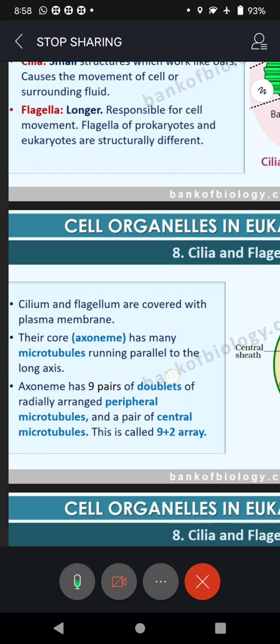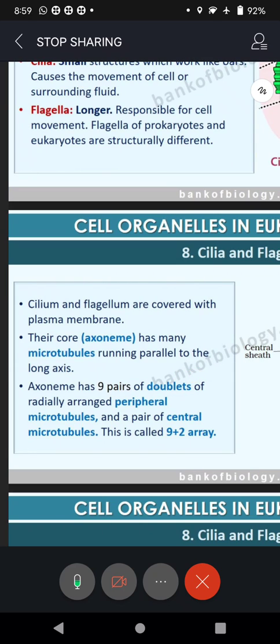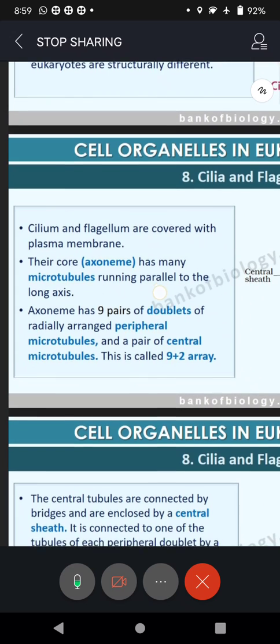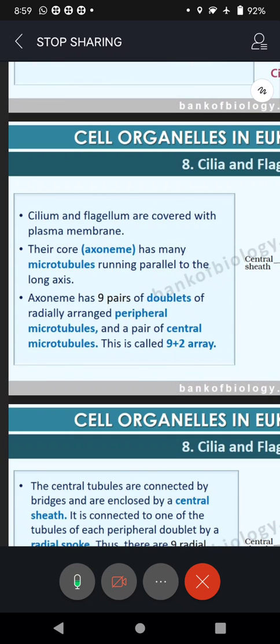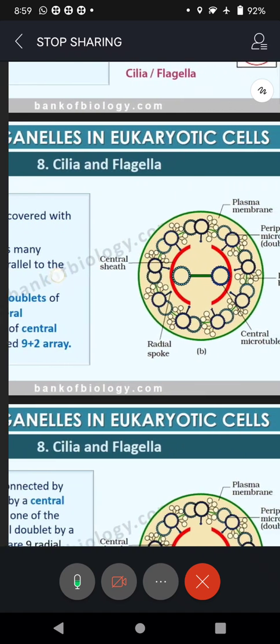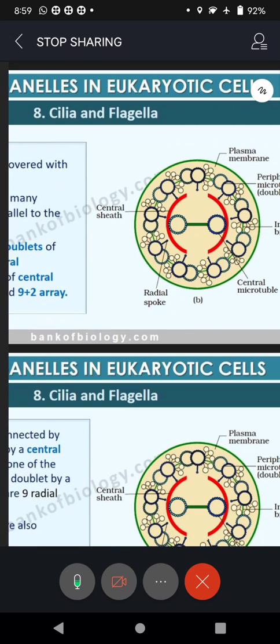Now cilium and flagellum. Flagellum singular, flagella plural, right? Cilium singular, cilia plural, are covered with plasma membrane, and their core, that is the axoneme, has many microtubules running parallel to the long axis. Just now you have seen. The axoneme has 9 pairs of doublets of radially arranged peripheral microtubules and a pair of central microtubules. This is called the 9+2 array. Now this is what exactly we are showing. In the picture, please count how many doublets are there. 1, 2, 3, 4, 5, 6, 7, 8, 9. And centrally how many? Single ones, 2 are there. So it is called 9+2 arrangement.